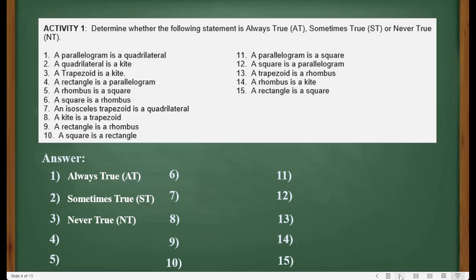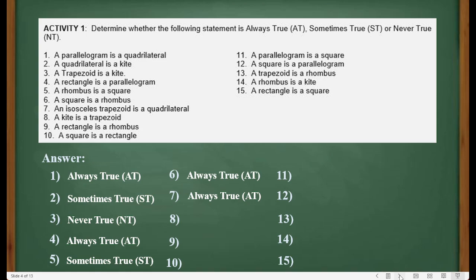Number 4, a rectangle is a parallelogram. The answer is always true, or AT. Number 5, a rhombus is a square. So it's sometimes true. Number 6, a square is a rhombus. It's always true. Number 7, an isosceles trapezoid is a quadrilateral. It's always true. Number 8, a kite is a trapezoid. Never true.